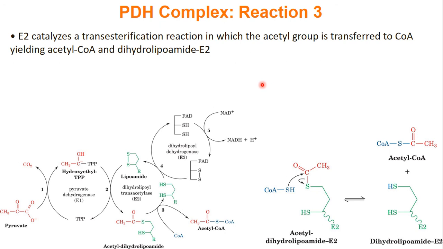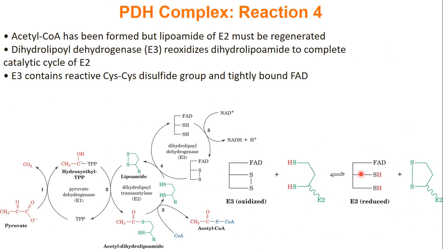Reaction 3 is simply taking coenzyme A and adding it to our ethyl group, and you'll get acetyl coenzyme A. And we have made our product. We have made acetyl coenzyme A, so that's awesome. The only problem is E2 is broken now. So E2, remember, we used to have this disulfide bond. We don't anymore. So we need to reform our disulfide bond.